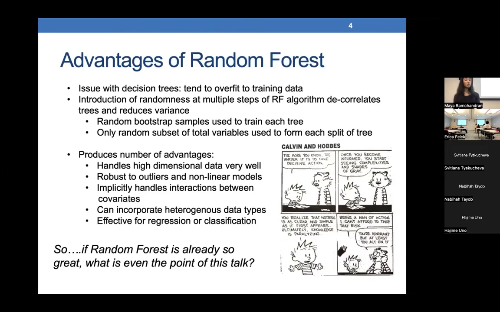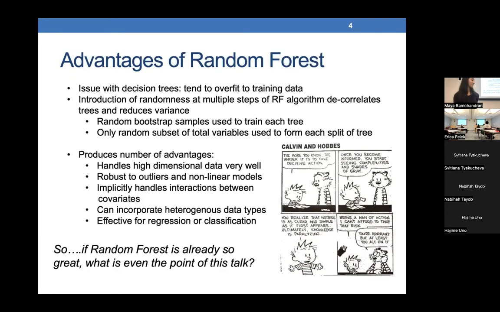So it is also robust to outliers and implicitly handles nonlinear relationships between the covariates and the outcome, including any sort of interactions between the covariates, because it doesn't require explicit specification of an outcome model. It can also incorporate heterogeneous data types within the training data and is effective for either regression or classification tasks.